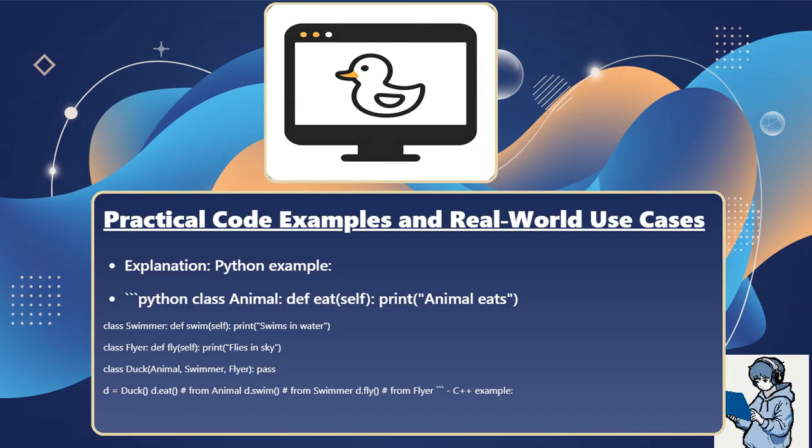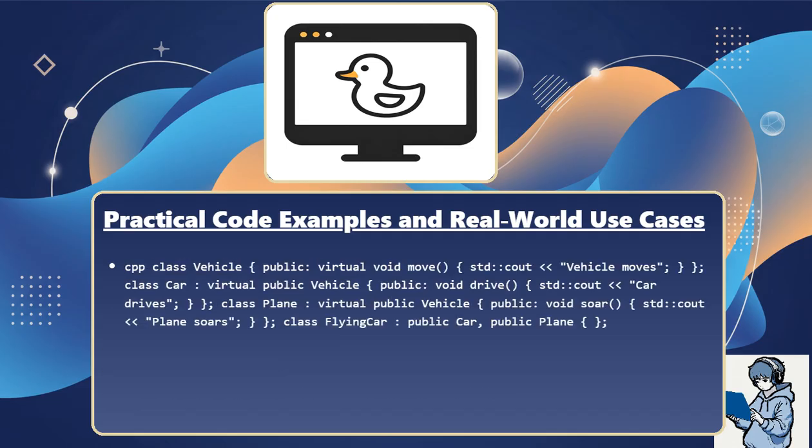C++ example. class Vehicle { public: virtual void move() { std::cout << "vehicle moves"; } }. class Car : virtual public Vehicle { public: void drive() { std::cout << "car drives"; } }. class Plane : virtual public Vehicle { public: void soar() { std::cout << "plane soars"; } }. class FlyingCar : public Car, public Plane { }.